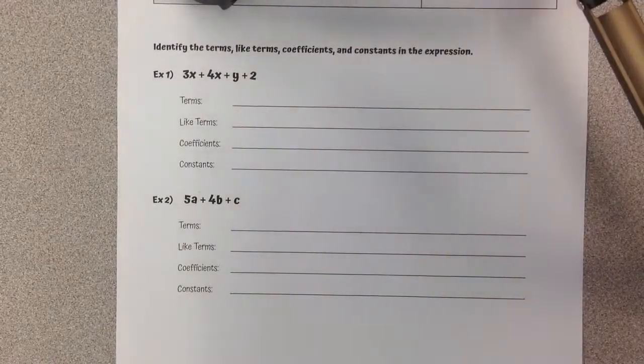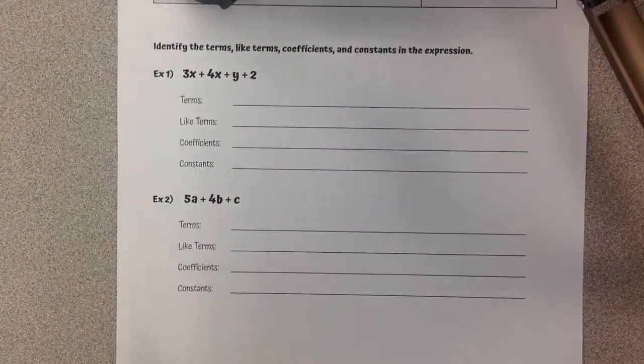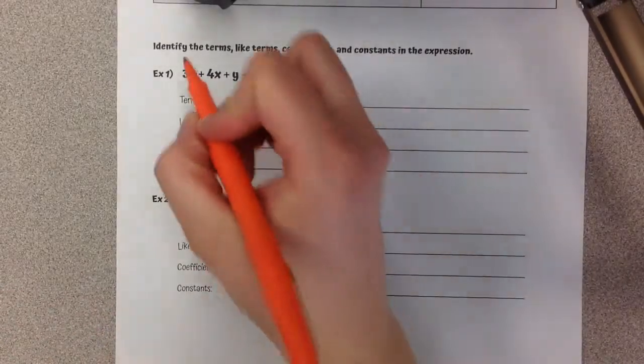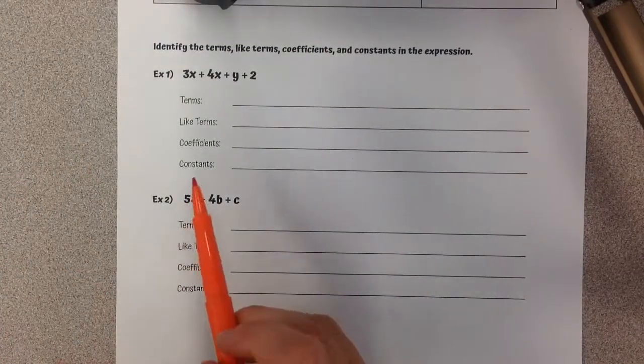All right. So for example 1, it says identify the terms, like terms, coefficients, and constants in the expression. So we're going to start with our terms. Those are the easiest to find. Anything separated by a plus or minus sign. So I'm this time not going to circle anything. I'm just going to write them down.